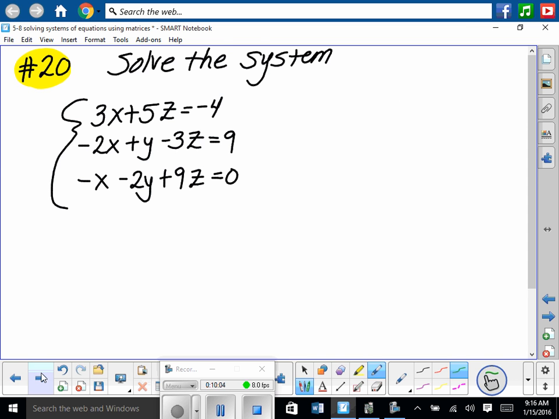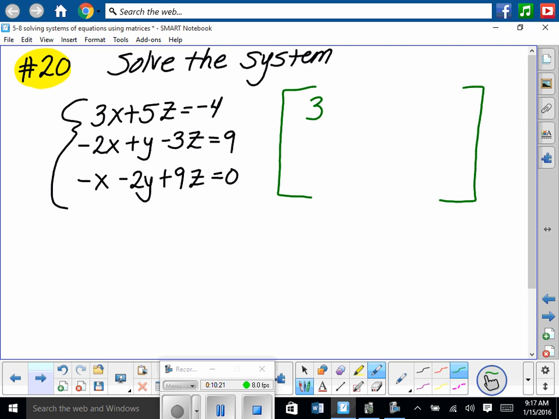Here we go. Let's do number 20. It says solve the system of equations. So once again, if you saw this yesterday, you would have had to go through and do it by hand. Because of today, you're not going to have to. You're going to use your calculator. So we're going to set up our first most important thing, setting up a matrix.